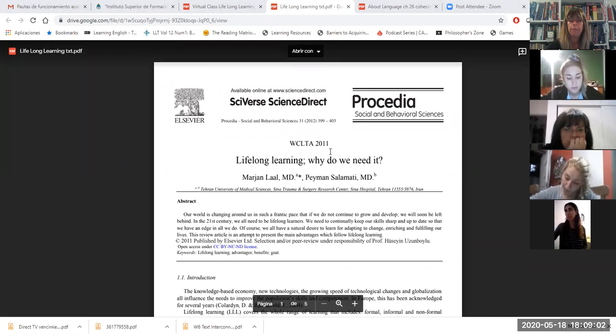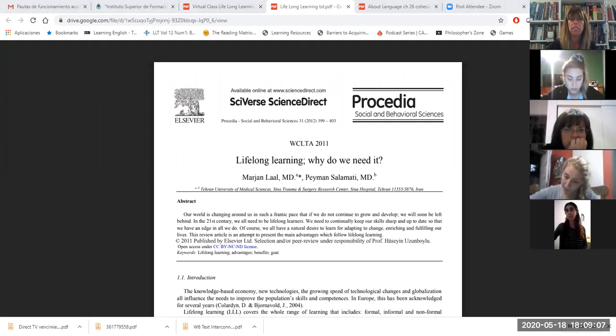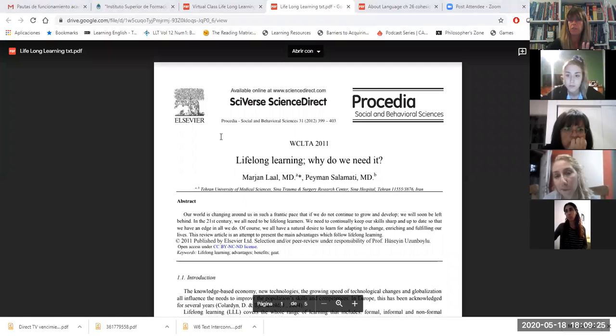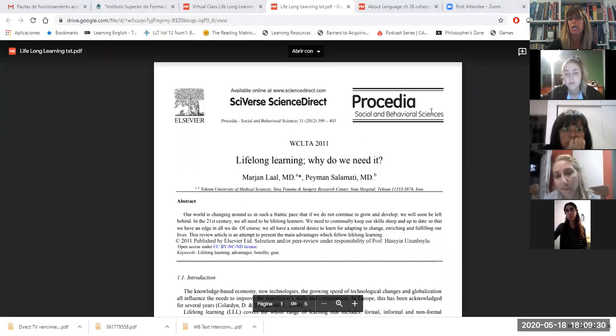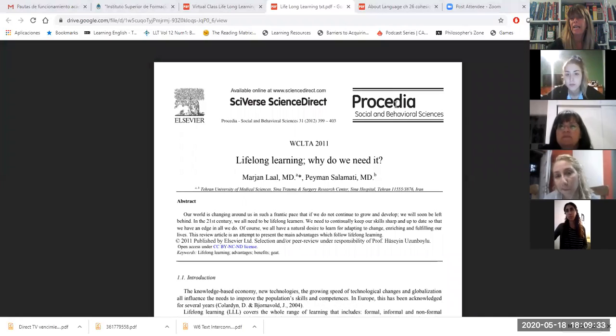You can find this text on this site that is called Elsevier, which is a site for academic articles, right? A very well-known and very interesting site. So for whatever subject, whatever field of studies you need academic articles, you can find Elsevier, right? And then this Procedia is Social and Behavioral Sciences. It's a magazine, right? Which specializes in behavioral sciences.